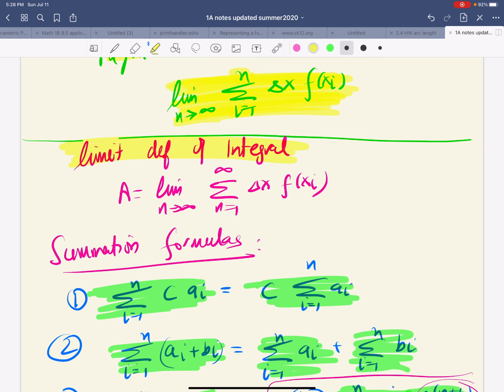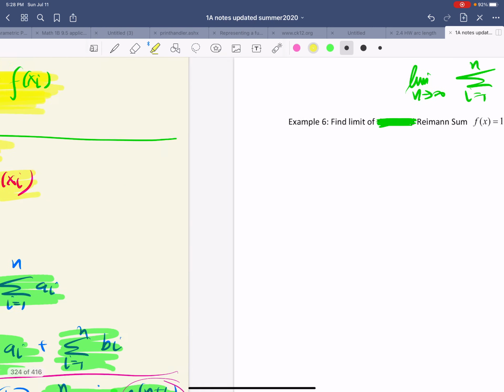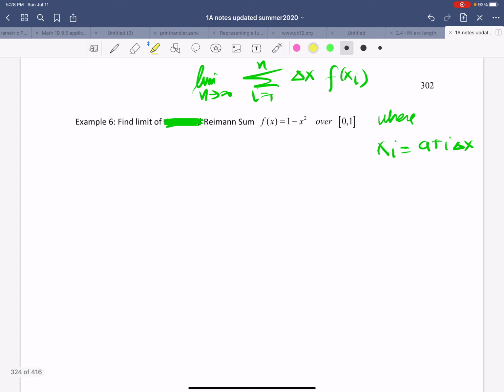The area under the curve can be defined as the area equals the limit as n goes to infinity of the summation from i equals 1 to n of delta x times f of xi. Delta x is the width of each rectangle. Let's see this formula in action. So here's the first problem. Find the limit of the Riemann sum for f of x equals 1 minus x squared over 0 to 1. Okay, so this is the formula that we just saw. This is how we can find the area under the curve.